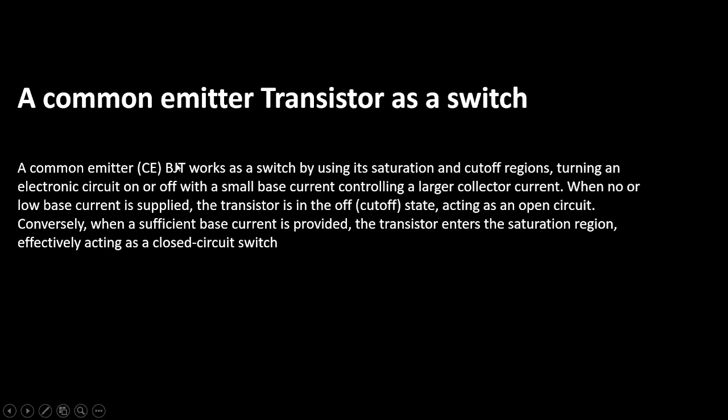Okay, in this video we will discuss the second application of the common emitter transistor. It will act as a switch. It will use two properties: one is called the saturation region and the other the cutoff region. So by properly tuning your output characteristics to these two regions, we can get the properties of a switch.